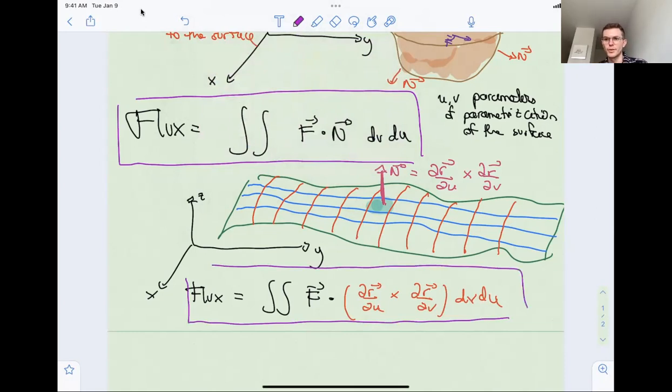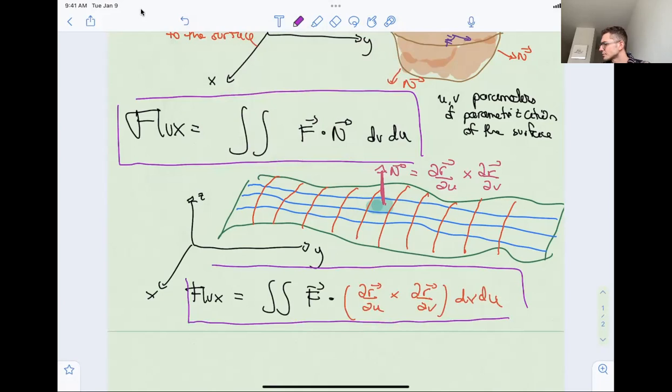So this is a formula for the flux that you need to know. So let's do an example about this. That's because ∂r/∂u cross ∂r/∂v gives us the normal, and then it's magnified by whatever the F function is.